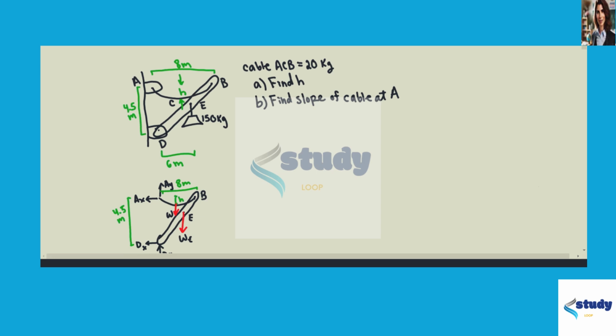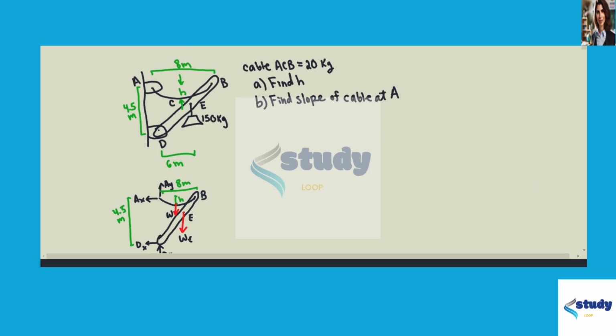This is problem 108 of chapter 7.4 of Vector Mechanics for Engineers, Statics and Dynamics. For this problem, there is a cable stretching from A to B, and we are tasked with finding H, and we're also tasked with finding the slope of the cable at A.